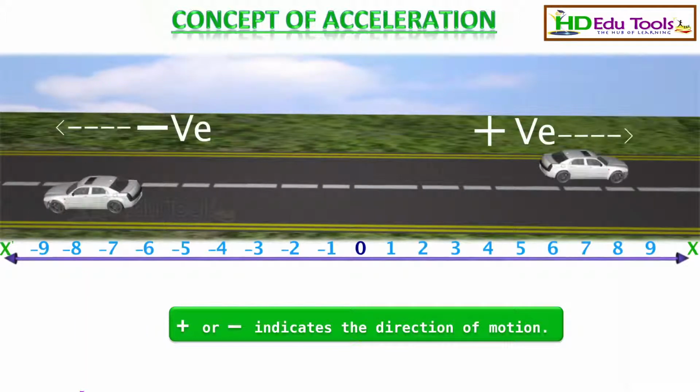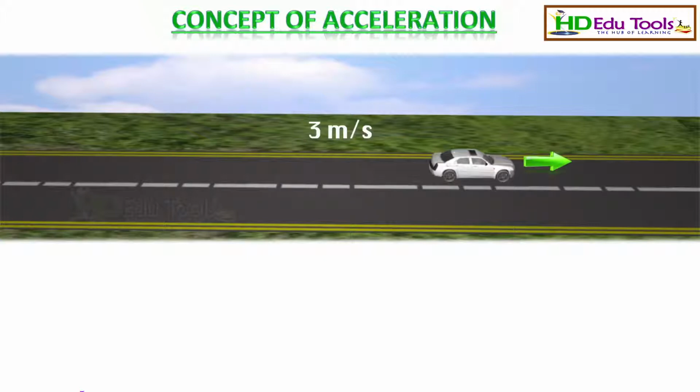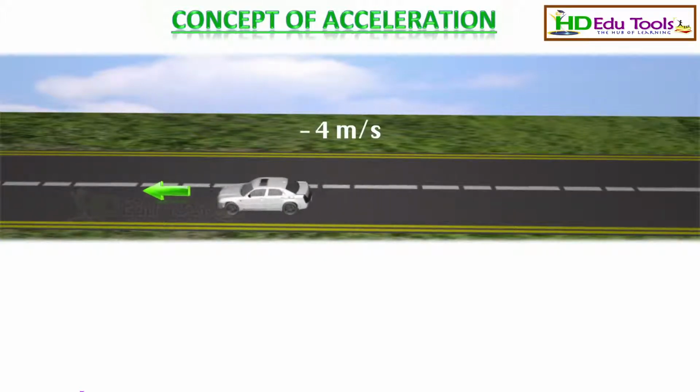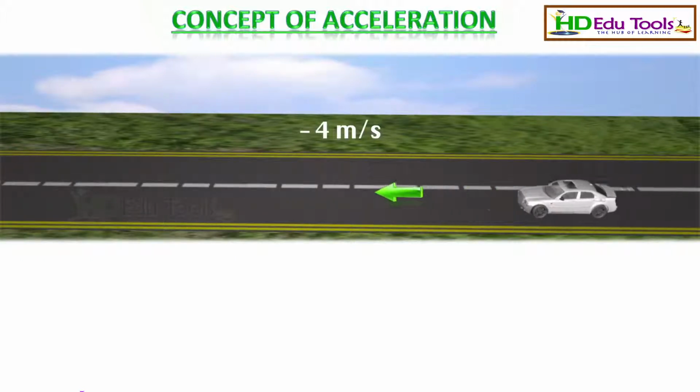Suppose we consider an object is moving along an axis. Suppose I take x-axis from origin, this is positive x-axis, this is negative x-axis. When it moves in this direction, the values are positive. When it moves in this direction, the values are negative. Initially, it is moving with velocity 3 meter per second means it is moving in this direction. The velocity becomes minus 4 meter per second. That means the final direction of the body is in this direction.